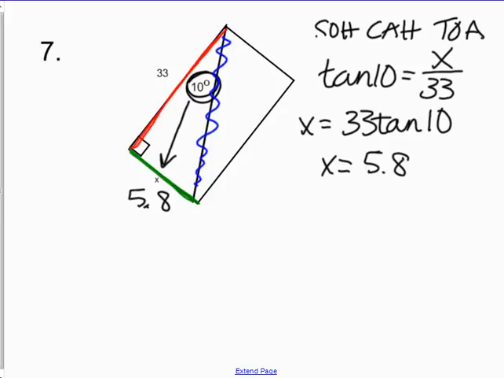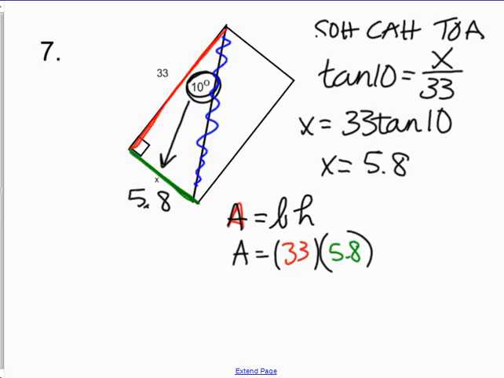Okay, so now I have to figure out the area of this shape. Now that I have both sides, I can do that. So I'm going to say the area equals the base times the height. I'm going to call 33 the base and 5.8 the height. So we'll get that all together, and it's 191.4 units squared.